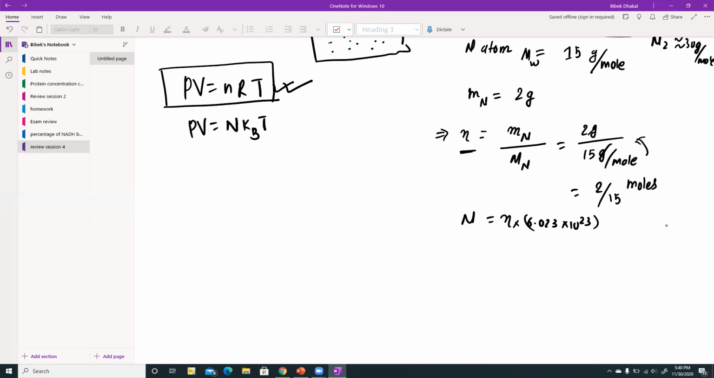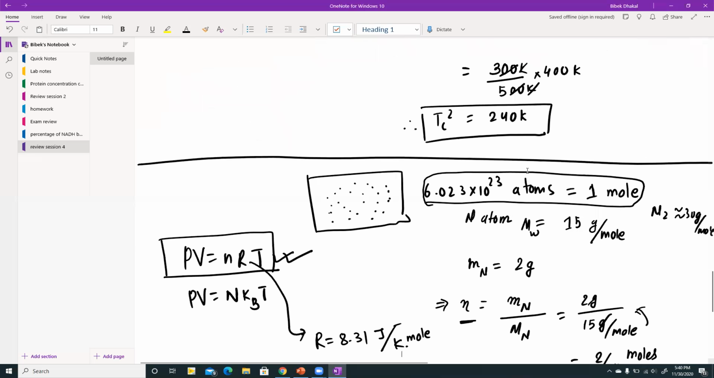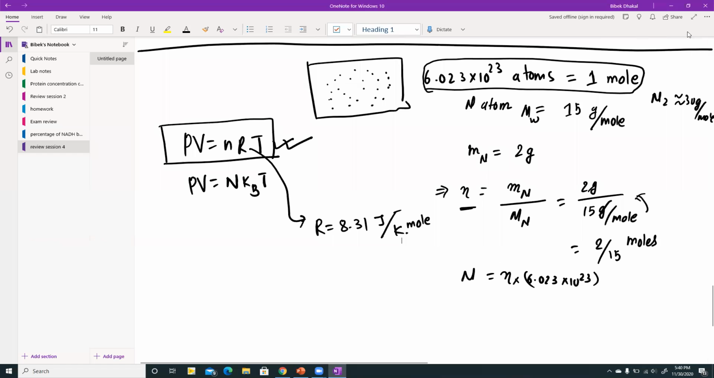And for R, it will be given in your equation set that it is 8.31 joules per Kelvin per mole. So this will be given to you, and k_B will also be given to you, so you don't have to worry about these constants. If you have any question, you can ask me.